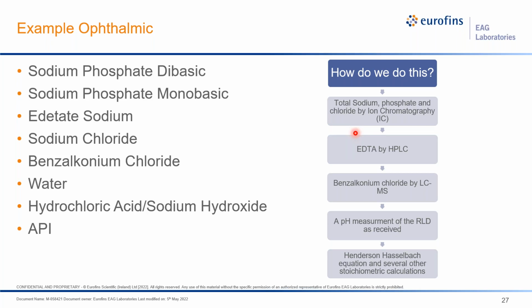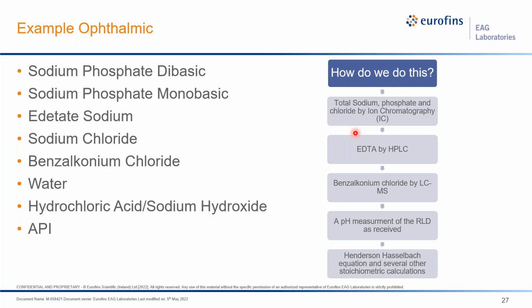We're going to do that by LCMS. We're going to get a quantitation. We're also going to run a standard of benzalkonium chloride when we do our ion chromatography. And we're going to subtract out the chloride we can quantitate from that standard from our total chloride. What's left is our remaining chloride, and we've done benzalkonium chloride.